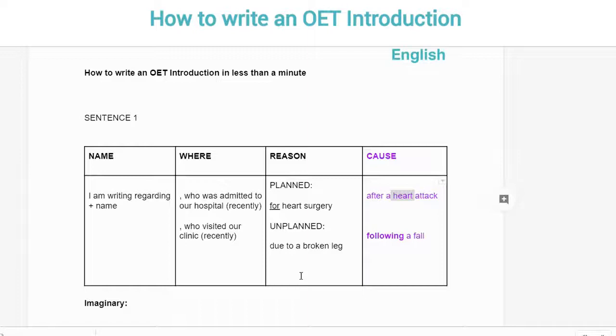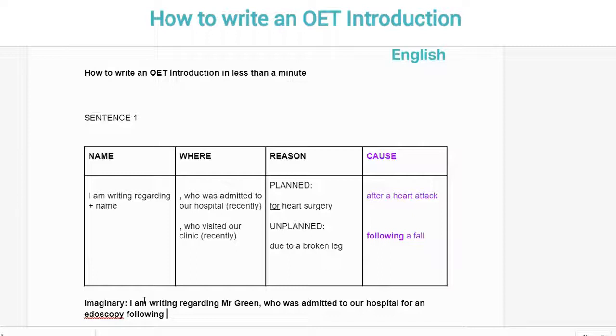Okay, so let's get some imaginary sentences going on just to practice this and show you how quickly you can do this. Raji, can you give me an imaginary intro? Yes, sir. I'm writing regarding Mr. Green, who was admitted to our hospital for an endoscopy. For an endoscopy, following recurrent regurgitation. Fantastic.